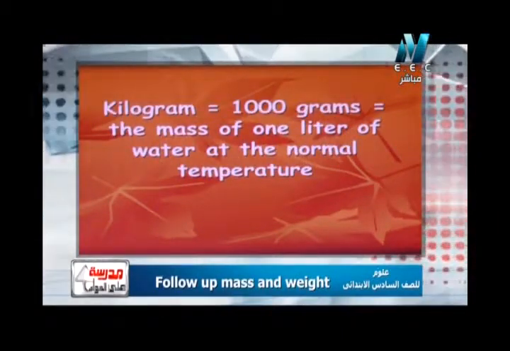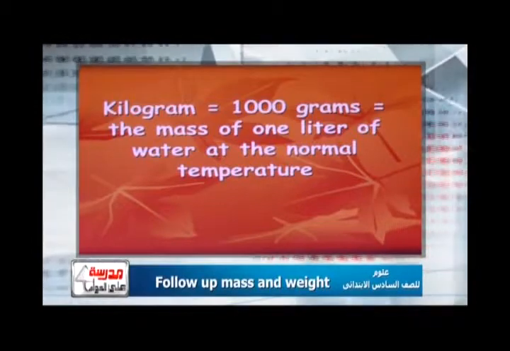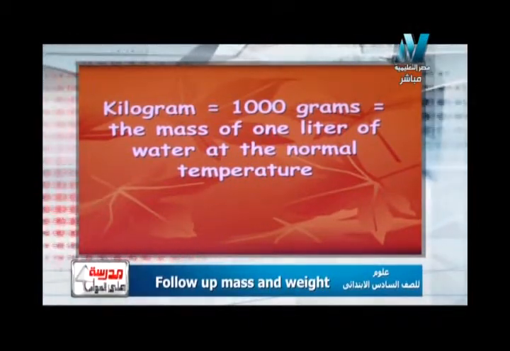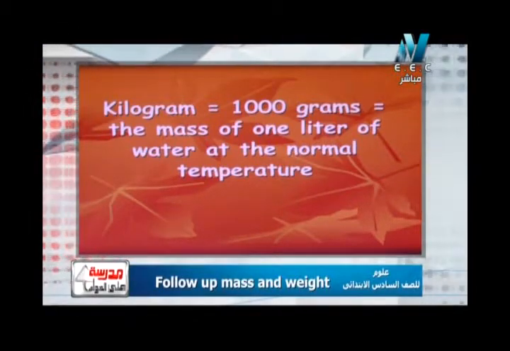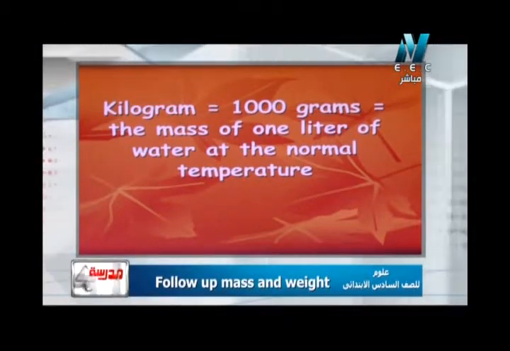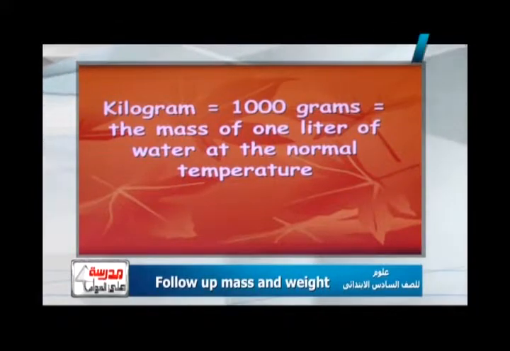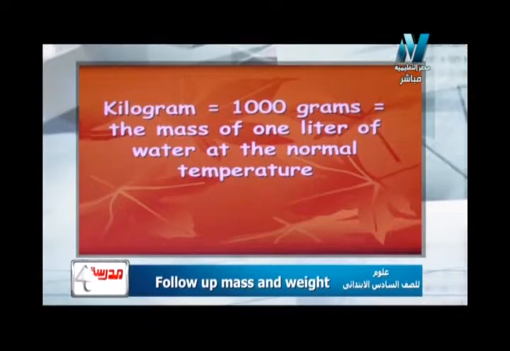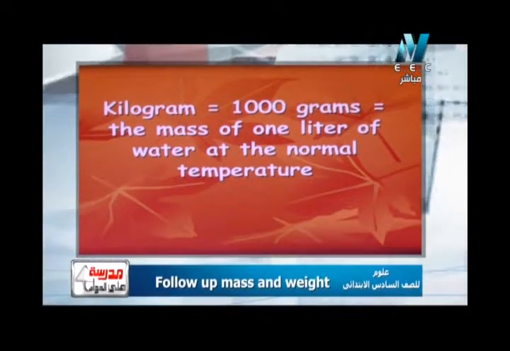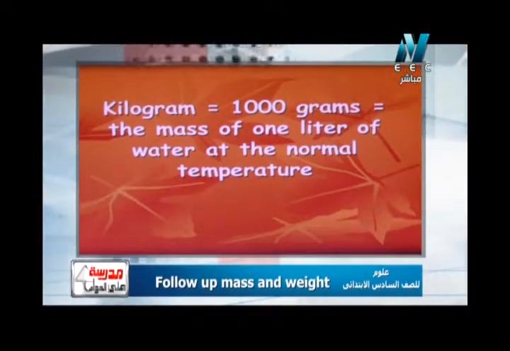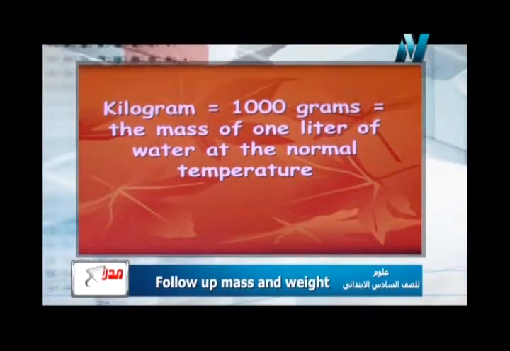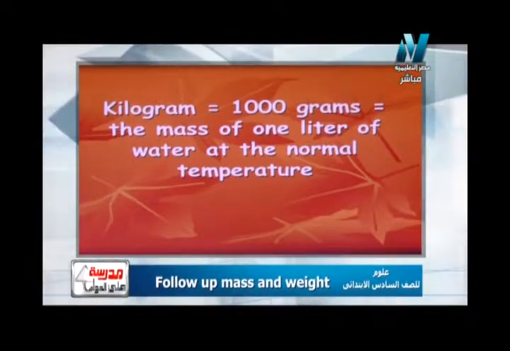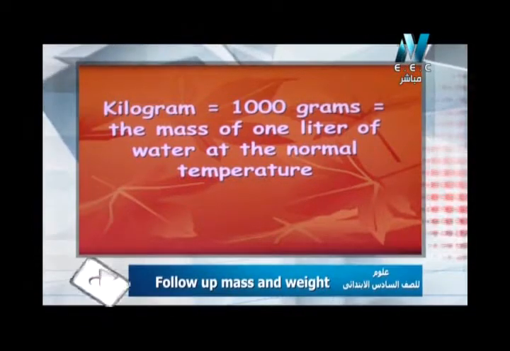So what about 1 kilogram? We know from our previous study in mathematics, درسنا في mathematics إن 1 kilogram equals 1000 gram. So the mass of 1 liter of water at the normal temperature equals 1 kilogram. يعني كيلوغرام هو تقريبا mass of 1 liter of water. كتلة لتر مية في الحرارة العادية. Again, the mass of 1 liter of water at the normal temperature is 1 kilogram and it equals 1000 gram.